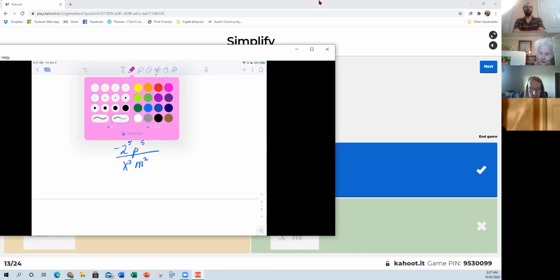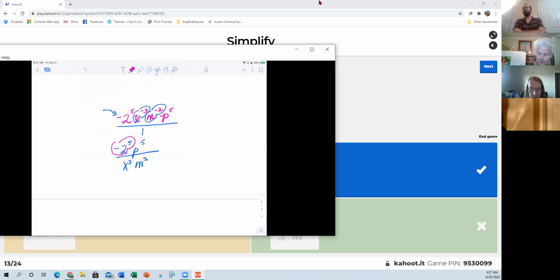Okay, so this guy right here is the same thing as negative 2 times 2 times 2 times 2 times 2. Notice that the 2 is being taken to the 5th power. The negative is not, because that's not in parentheses. So this would be negative 32. So your final answer would be negative 32 p to the 5th, x to the 3rd, m to the 2nd.